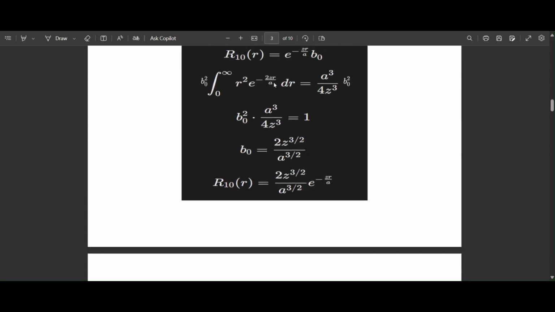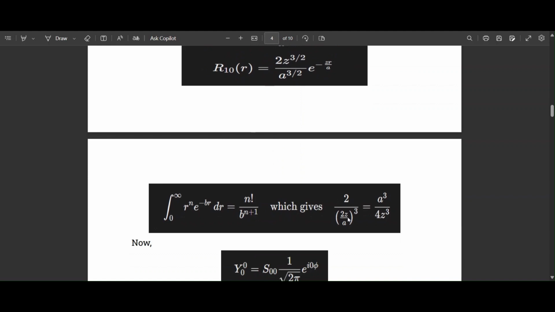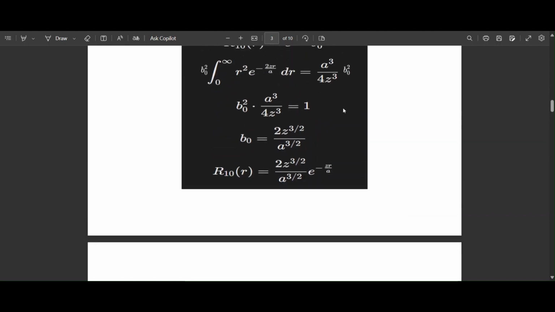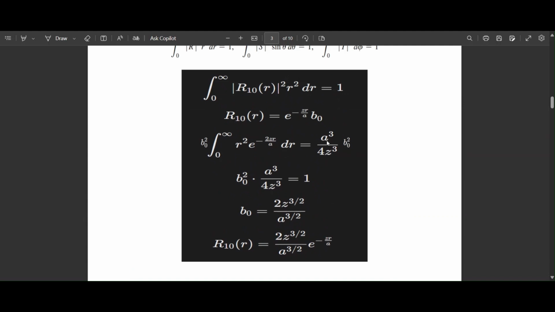2 का factorial is 2, and e minus br, if we compare it with this e minus 2zr upon a, तो माइनस भी है r भी है, b is equal to 2z upon a, तो b नीचे आ जाएगा 2z upon a and n plus 1, 2 plus 1 is equal to 3, so on calculation this will become a cube upon 4z cube. So this integral part comes out to be a cube upon 4z cube, which is again multiplied by b naught square.